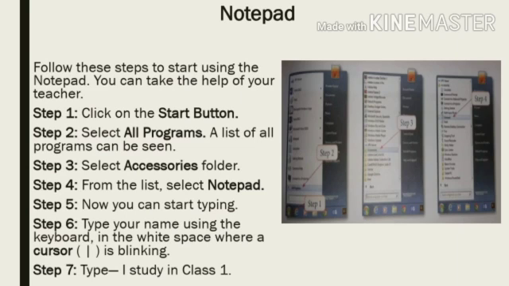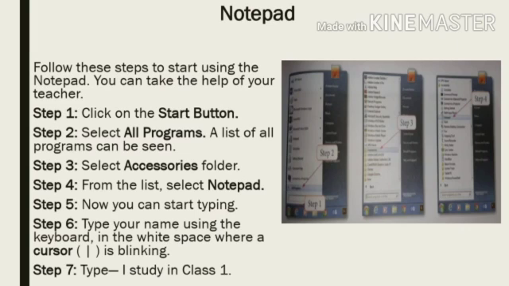Step 1. Click on the start button. Step 2. Select all programs. A list of all programs can be seen. Step 3. Select accessories folder. Step 4. From the list, select notepad. Step 5. Now you can start typing.